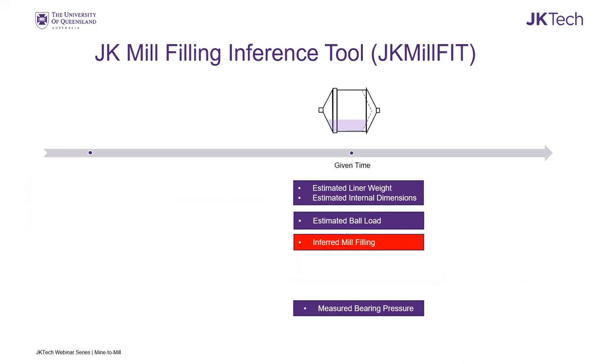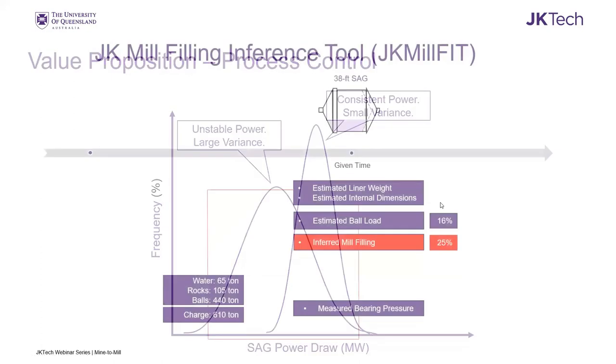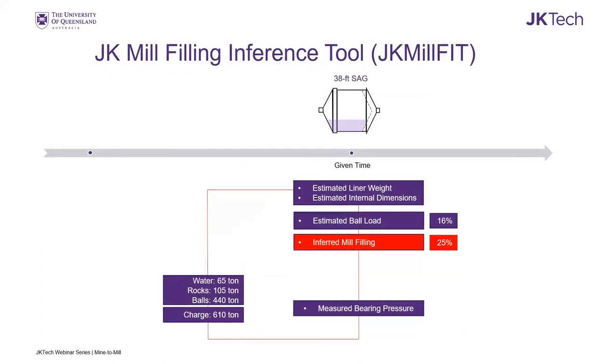So with all these estimations or calculations, they are all linked to the bearing pressure. And we can at any given time estimate how much water, how much rocks, and how many balls, steel balls, our total charge is made up of. This is, for example, 25% mill filling and 16% ball load, we get 610 tons of total charge with this breakdown on a 38-foot SAG mill. So this information can be obtained every minute or every second.